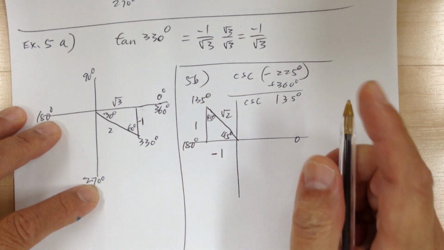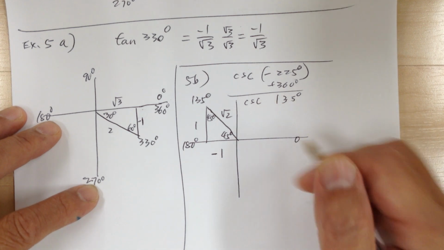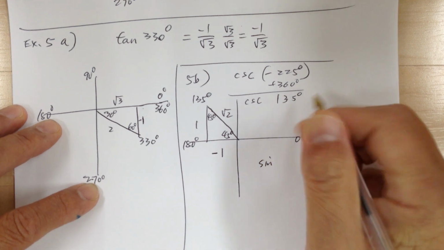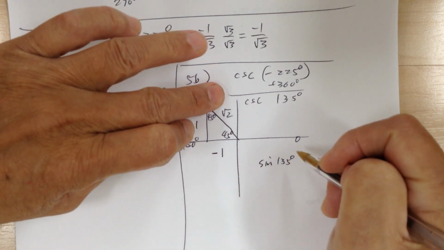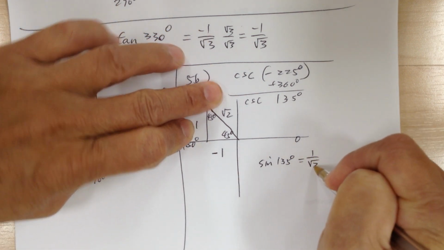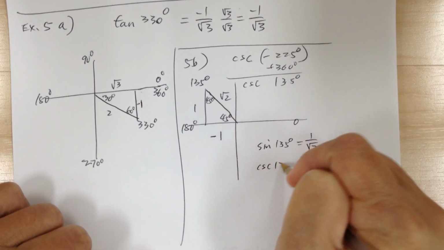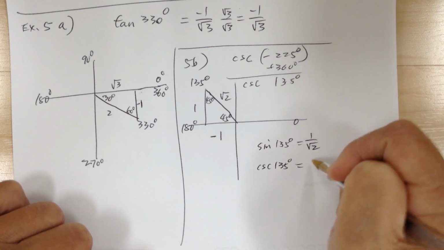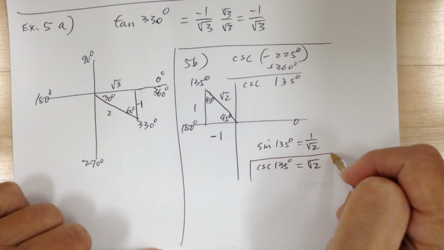Okay? Now, cosecant came from sine. So let's go and do the sine first. Okay? So sine of 135 degrees, so sine is this over that, so equal to 1 over square root of 2. Okay? So cosecant of 135 would be just flip it over, so equal to square root of 2. Okay? And that's it.